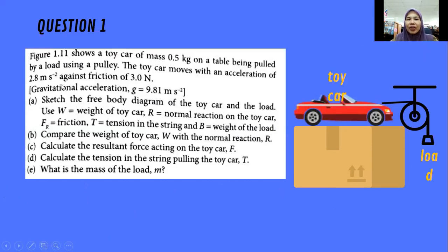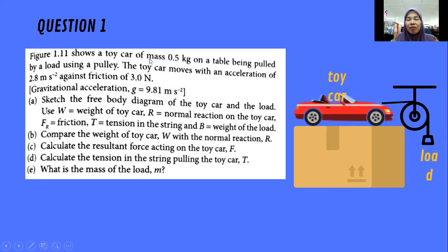Okay, we have a question here. Figure 11.1 shows a toy car of mass 0.5 kg on a table being pulled by a load using a pulley. The toy car moves with acceleration of 2.8 meter per second square against friction of 3.0 newton. Gravitational acceleration is given by 9.81 meter per second square. (a) Sketch the free body diagram of the toy car and the load.